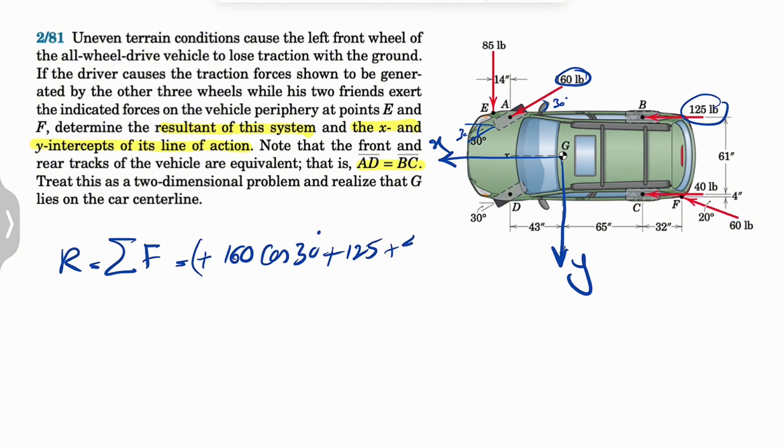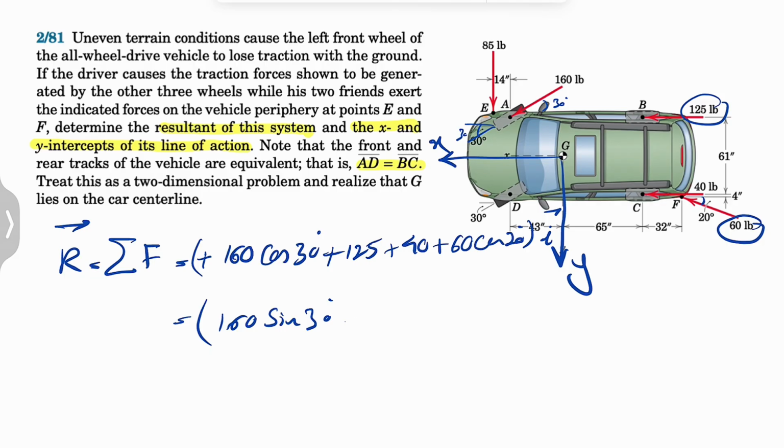So we have the 40 pounds also positive, and we have the X component of the 60 pounds. We have this angle 20 degrees, so plus 60 cosine of 20 degrees. That's going to be the i component of the R. And now let's move on to the j, or the Y component. 160, as we can see, has a downward Y component. Since downwards is positive, 160 this time will be sine of 30. 85 also has a Y component, and at B we don't have any Y component, and we also have one component at F which is upward, so this one's negative 60 sine of 20 degrees. That's going to be our j.